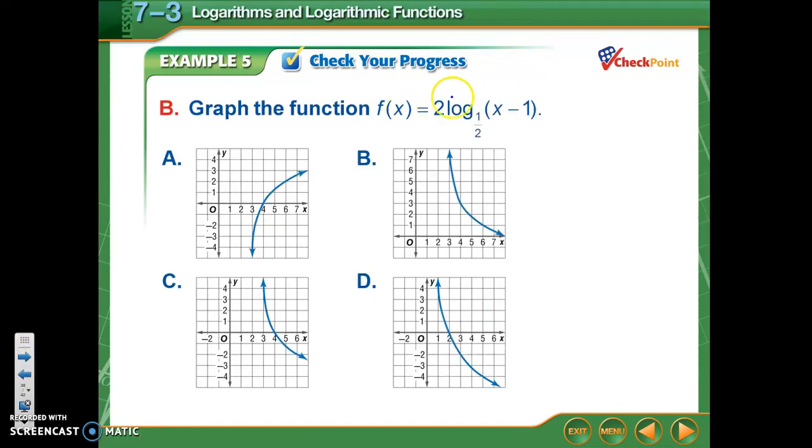All right, let's take a look at this one, see if you can identify the transformations. Okay, for this one you should have gotten D. This is moved to the right 1. We know that the base is between 0 and 1, and so we know it's going to be the reflection of an exponential decay. So that takes A out of the running. And then this 2 is a vertical stretch of 2.